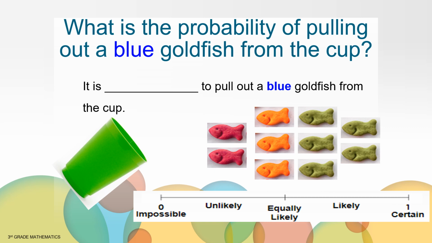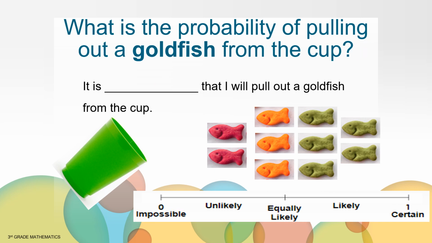Let's check and see what you said. It is impossible for me to pull a blue goldfish out of this cup. How do you know? You may have said that it is impossible because there aren't any blue goldfish in the cup.